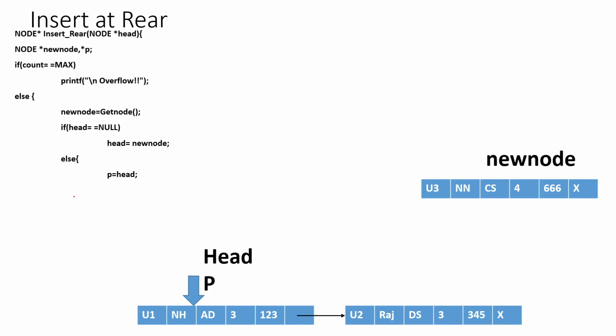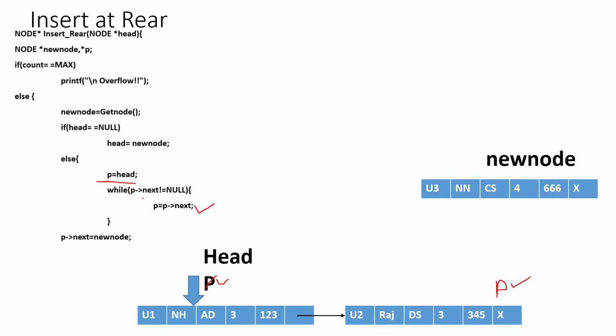Now you have to take one variable P, because head will not change. P should now be brought to the last node in the linked list. For that you start with P equal to head. Then check whether P of next is null. P is this one, P of next is not null. What to do? You move P from here to here, P equal to P of next. Repeat it. What about P of next? P of next is null, so you stop this process.